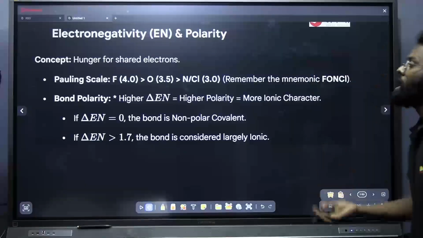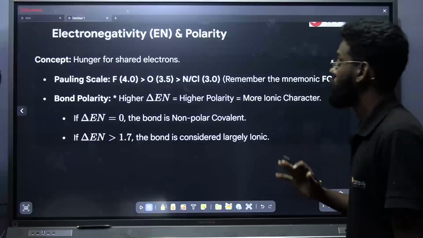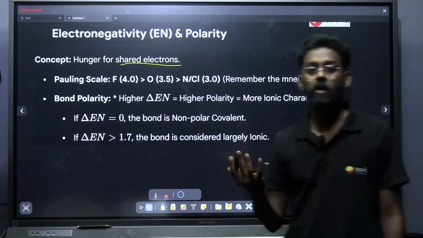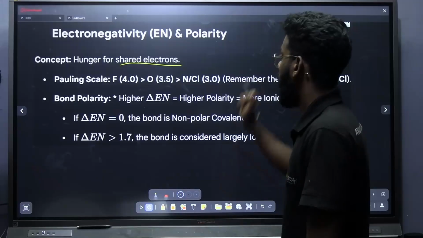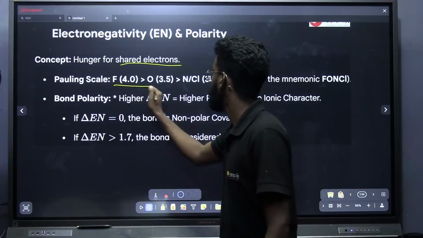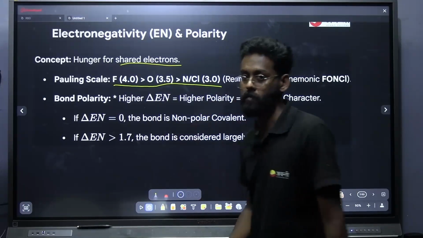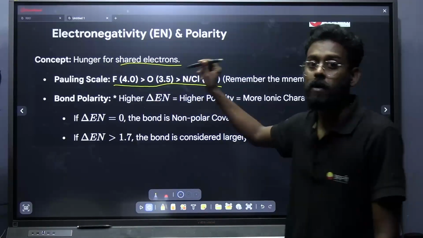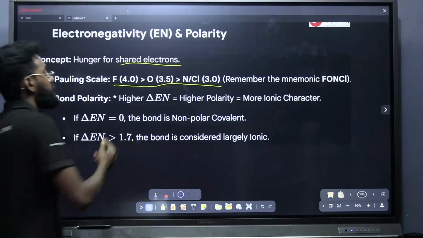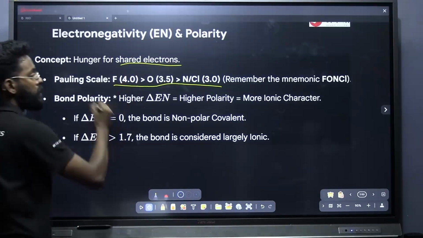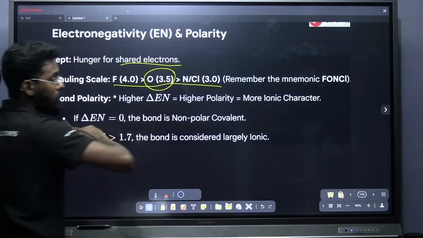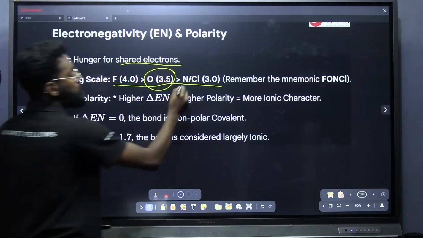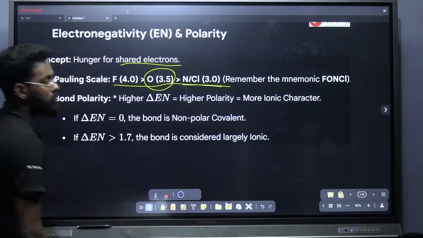Electronegativity is nothing but hunger for shared electron, the tendency of an element to attract the shared pair of electron towards itself. And on the Pauling scale, I want everyone to note few elements. Fluorine is the highest in the periodic table with the electronegativity. The highest electronegative element in periodic table is fluorine. Then comes oxygen, which is 3.5. Then nitrogen and chlorine, it is 3.0.